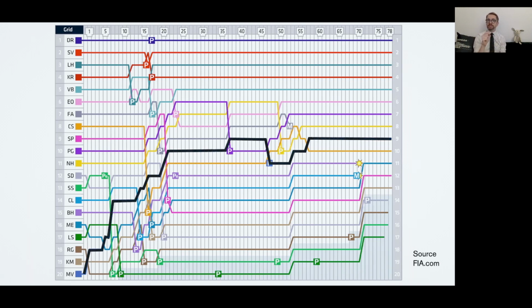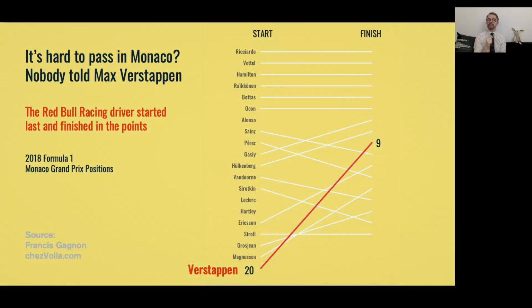So if we use a slope graph to show this race, it becomes much more obvious that there was an outlier. And in this case, we highlighted it with colors. So Verstappen started very last and ended ninth, and he passed a lot of drivers, something that appears to be very difficult, especially when you look at the top 6 that was the same at the start and the finish.